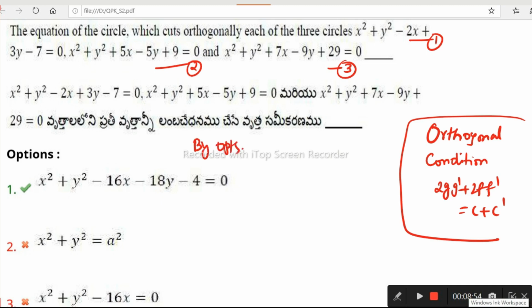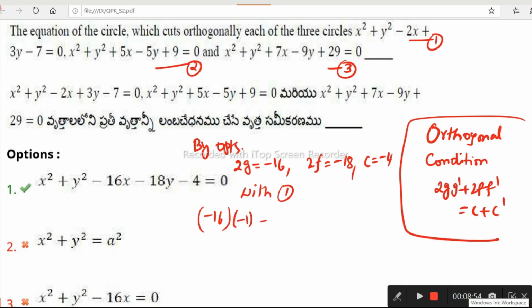సపోజ్ ఫస్ట్ ఆప్షన్ తీసుకున్నాం అనుకో. ఫస్ట్ ఆప్షన్లో 2g ఎంత? 2g ఈజ్ -16, 2f ఈజ్ -18, and C is equals to -4. So circle 1 తో వెరిఫికేషన్ చేద్దాం. with 1, 2g అంటే -16 into g dash from the 1, g dash అంటే -1 కదా, plus 2f is -18, f dash is from the 1, 3/2, is equals to c plus c dash అవుతుందా లేదా చెప్తాను.